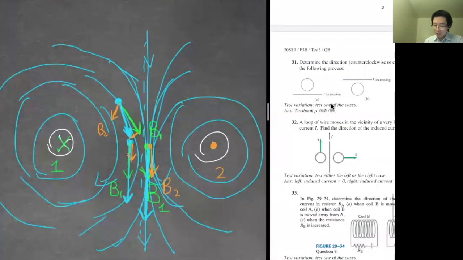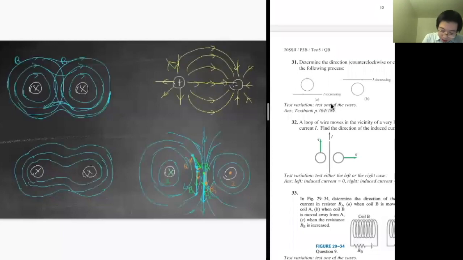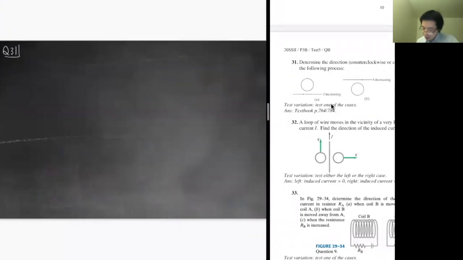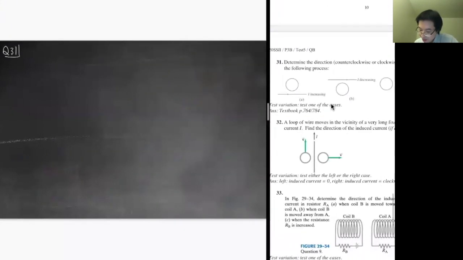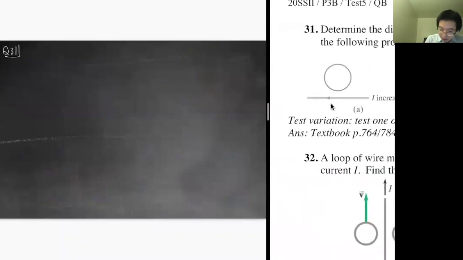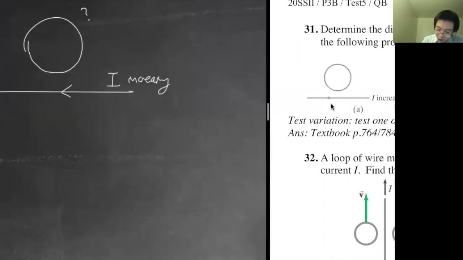Good, this is a Lenz law. All right, so let me just mark this. This is question 11. Question 31. All right, so determine the direction of the induced current on each case. Very good. Okay, so let's start with A. We have a loop, and then we have a current going here, and the current is increasing. Okay, the question is, so this is an external current. Let's label it. And the question is the induced current, which way is it going, right?